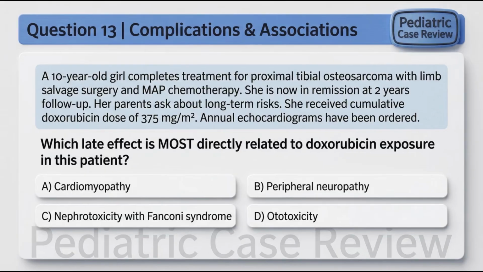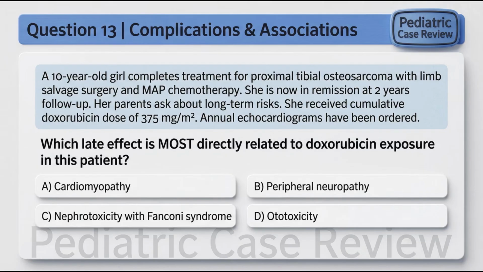Question 13. Complications and associations. A 10-year-old girl completes treatment for proximal tibial osteosarcoma with limb salvage surgery and MAP chemotherapy. She is now in remission at 2 years follow-up. Her parents ask about long-term risks. She received a cumulative doxorubicin dose of 375 milligrams per meter squared. Annual echocardiograms have been ordered.